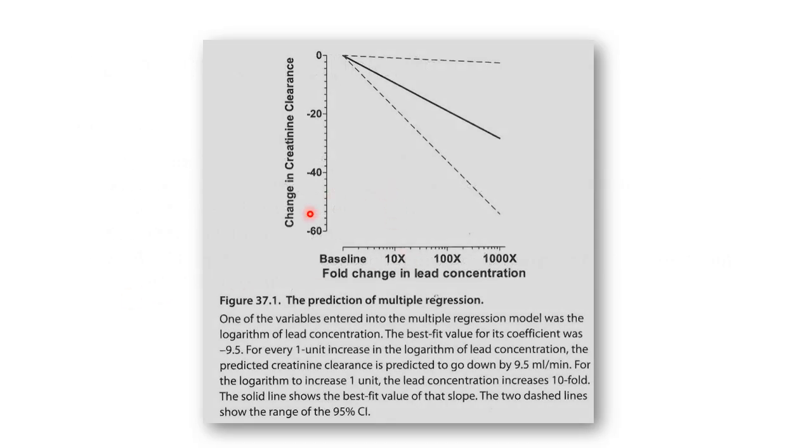Again, looking at this on the graph, you look at the change in lead concentration, you can see the best fit line, and this is your confidence interval on either side there, okay? Again, if this crossed 0, if it went positive, that would show that this line would not be statistically significant, okay? So we could not clearly say that lead concentration, when accounting for all these other variables, affected the creatinine clearance significantly, right?